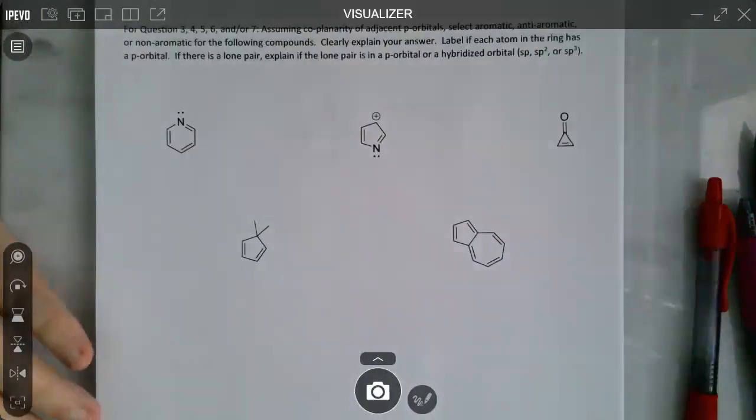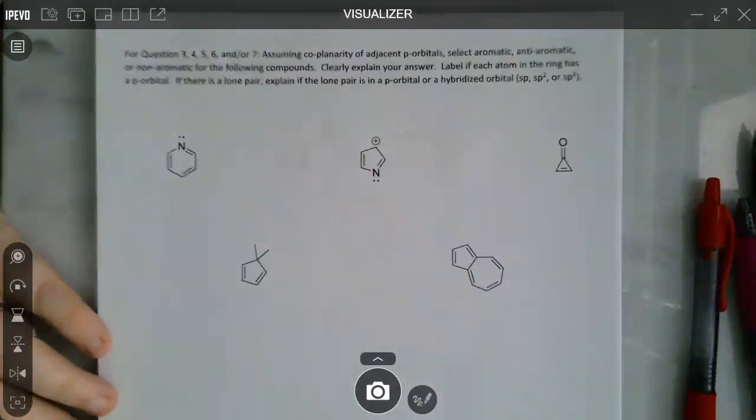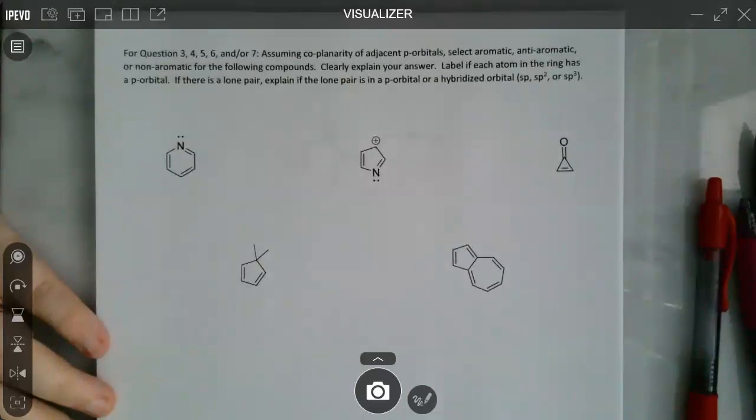All right, so the next question, of which there will be multiple on the exam. So this is substituting for question 3, 4, 5, 6, and 7. And it says, assuming coplanarity of adjacent p orbitals, select either aromatic, anti-aromatic, or non-aromatic for the following compounds. Clearly explain your answer. Label if each atom in the ring has a p orbital. If there's a lone pair, explain if the lone pair is in a p orbital or a hybridized orbital.